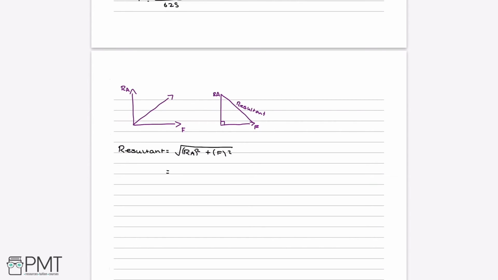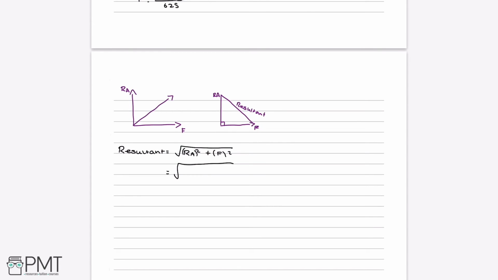We know that RA is equal to 3,284g over 625, and then that's squared, plus F, which we've just found out to be 2,688g over 625 squared. And then if we do that in our calculator, we find that the resultant force to 3SF is equal to 66.5 newtons.